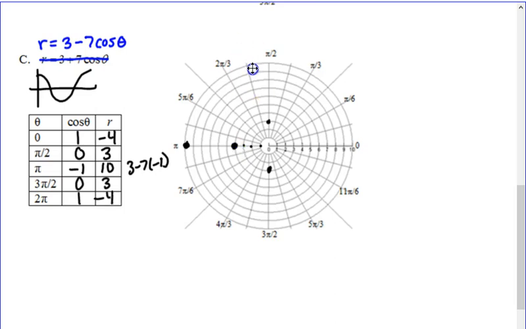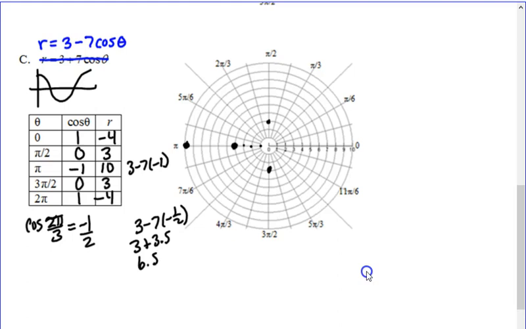Looking at my special values for cosine, I'm not really as interested in what happens over here at pi over 3 and 5 pi over 3. I'd much rather see what happens at 2 pi over 3 and 4 pi over 3, because that's where the bulk of the graph's going to be. So cosine of 2 pi over 3 is actually equal to negative 1/2 rather than positive 1/2. So if I put in 3 minus 7 times negative 1/2, I would get 3 plus 3.5 or 6.5. So at 2 pi over 3, I would be at 6.5, and by symmetry you could also see that would also be true at 4 pi over 3.